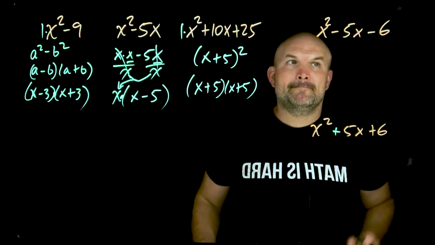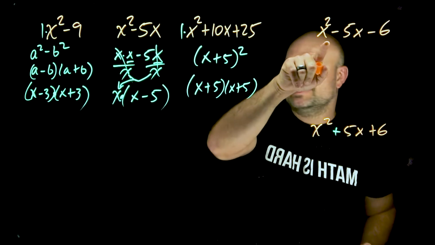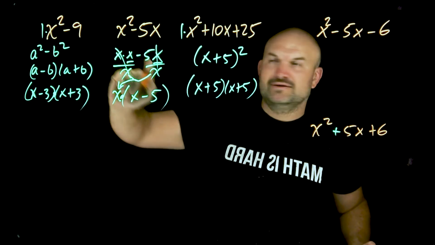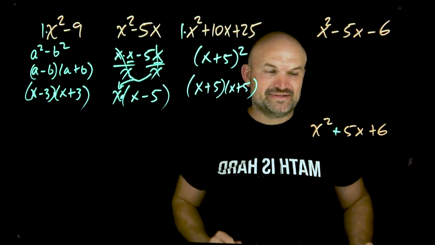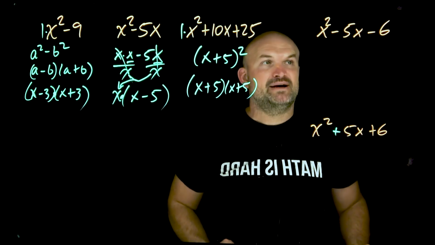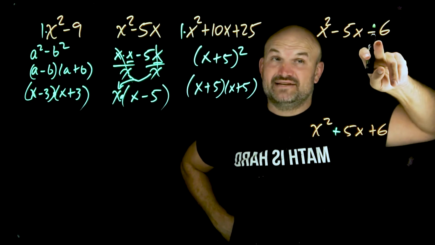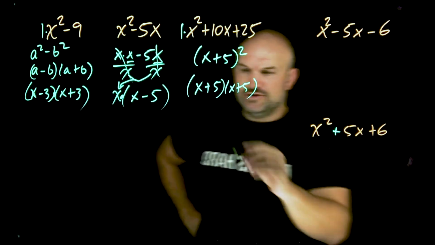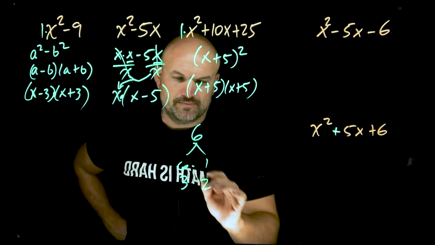OK, so notice 6 is not a square number, so I can't use this idea. They don't share anything in common, so I can't use this idea. I don't have two terms, so I can't use that idea. So what I need to do is, again, go back to that idea of asking myself, what two numbers multiply to give me a negative 6, and then add to give me a negative 5? Now, you know from the factoring tree of 6, we have 6 times 1 and 3 times 2, right?